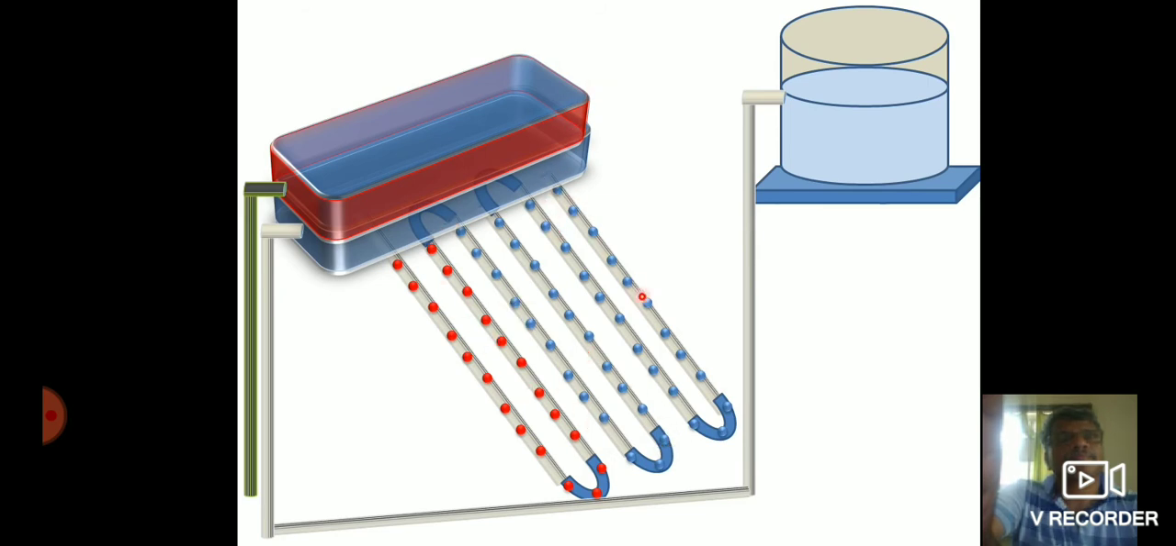Cooling water will come from the container and the heated water will go up in the container, and the warm water will come out from this pipe. So this is the working of the solar water heater which we use in the house.